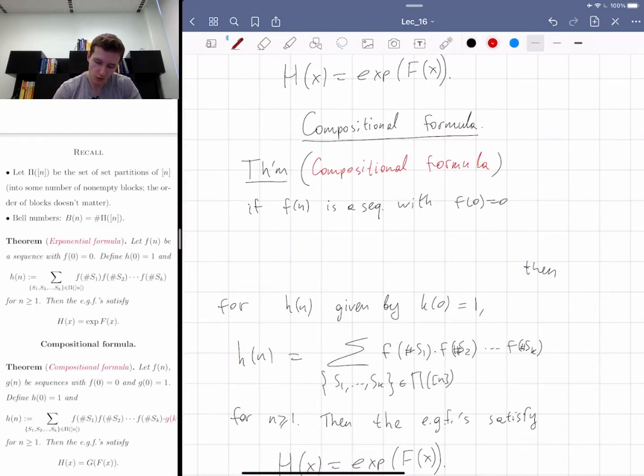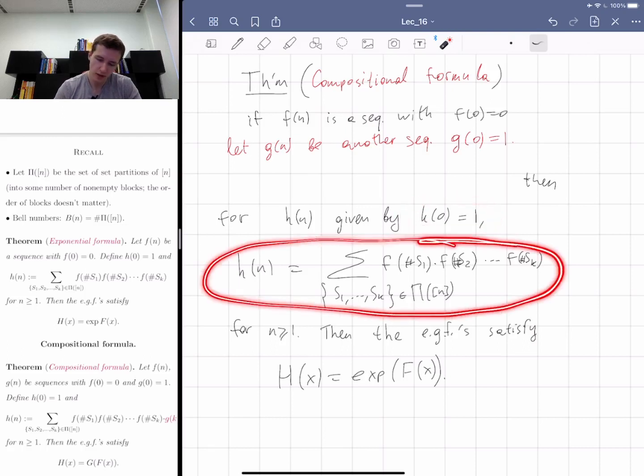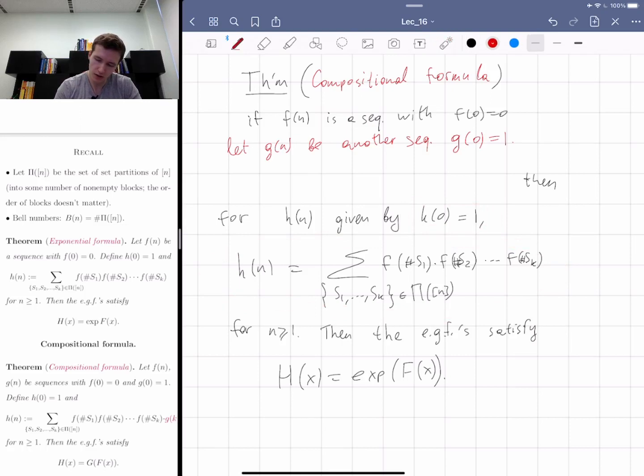I'm also going to have another sequence. Let g of n be another sequence satisfying g of 0 equal to 1. So I have two sequences, and they have different initial conditions, different constant terms. Then if you define h of n by the same formula, h of 0 is 1, except that in this formula I multiply the result by g of k.